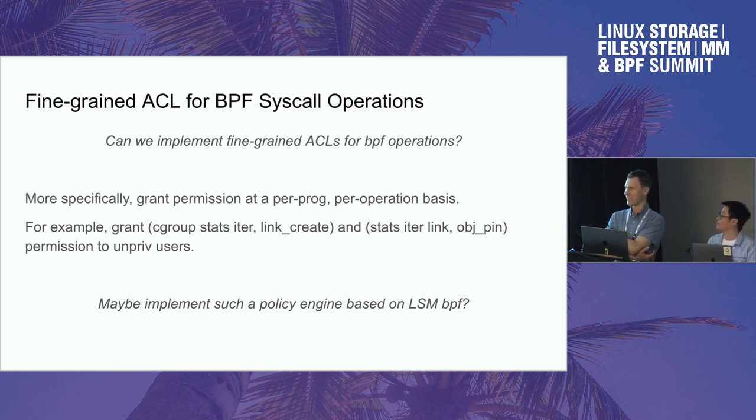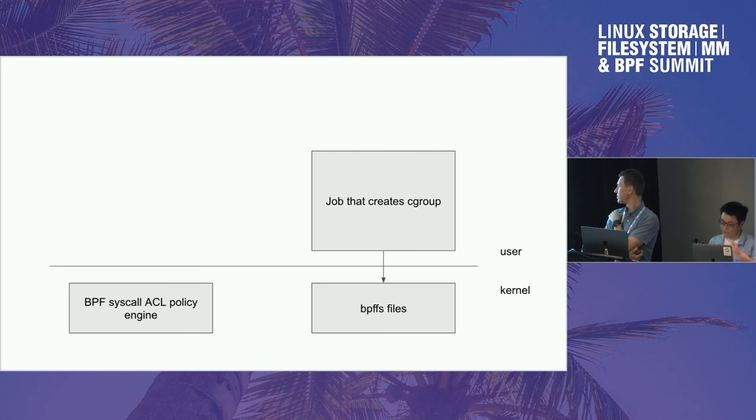Okay, I think we're diverging a lot. I want to just mention that I also attempted to develop a patch for mmappable task local storages, partially because of this reason. The high-level architecture is that we have this policy engine inside the kernel, and then the job can directly create the cgroup files and read the stats. Oh, you're saying this is the third approach? Yes, this is the third approach.